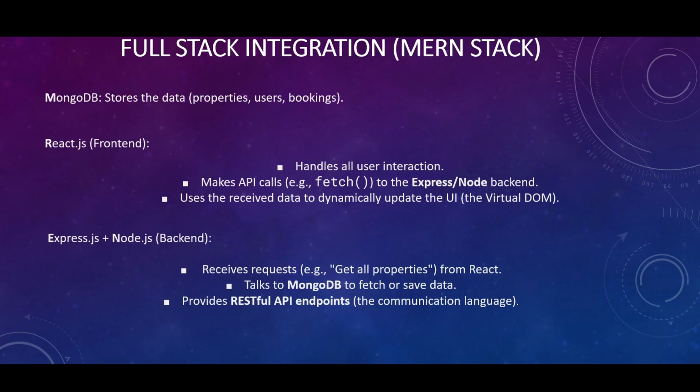Then full stack integration, that is MERN stack. Full stack was used in this project, MERN: Mongo, Express, React, and Node. MongoDB was used to store data that the website generated: properties, users, and bookings. Front end part was handled with React. It handles all user interactions, makes API calls, and uses the received data to dynamically update the user interface.